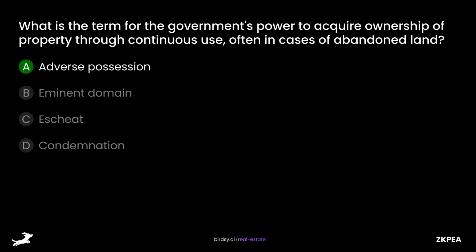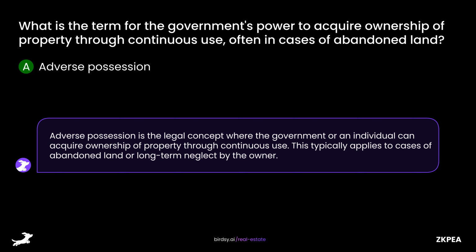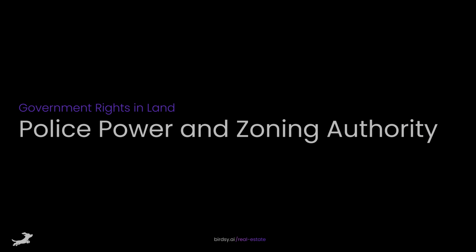Adverse possession. Adverse possession is the legal concept where the government or an individual can acquire ownership of property through continuous use. This typically applies to cases of abandoned land or long-term neglect by the owner.